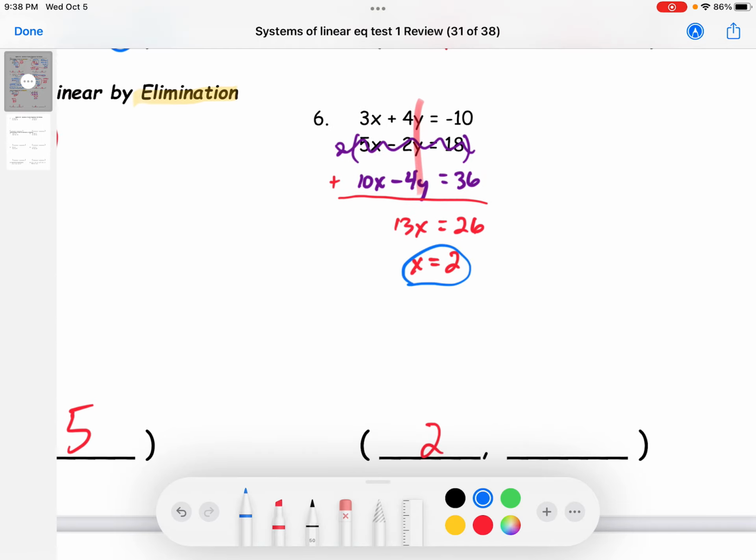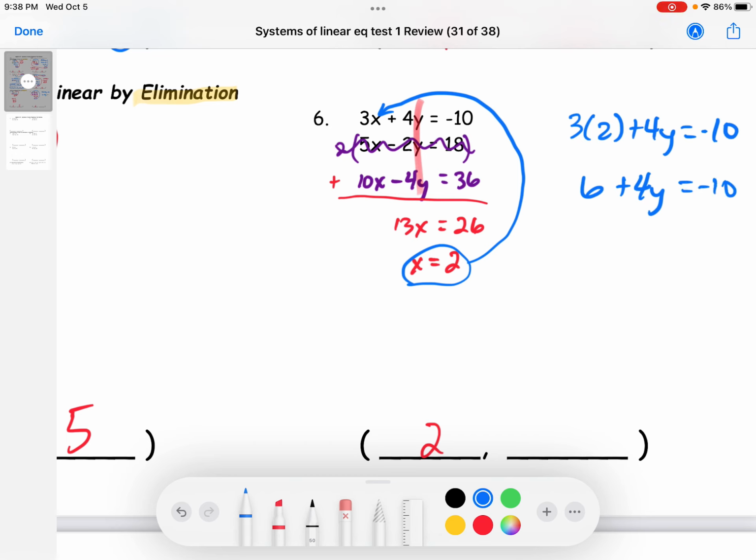Last step is to take that, put it back into one of our originals. I'm going to use that one right there. Instead of 3 times x, we've got 3 times 2 plus 4y. So 6 plus 4y. We subtract the 6. Negative 16. Y is negative 4. And there we've got it. Negative 4.